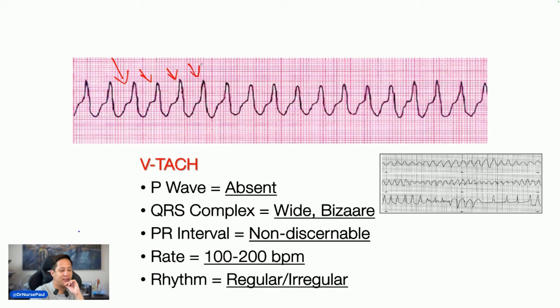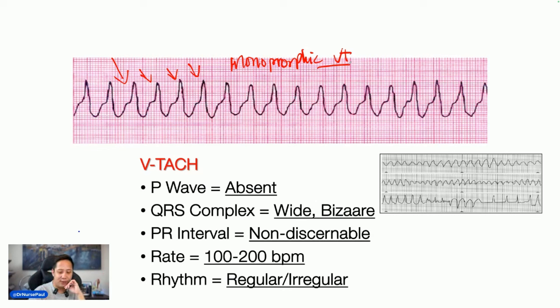Regular or irregular? It looks regular to me. If it's regular, we call it monomorphic. Monomorphic VT, which means the origin is the same. It's just one origin. It's just repeating. It's just the ventricles beating too fast.